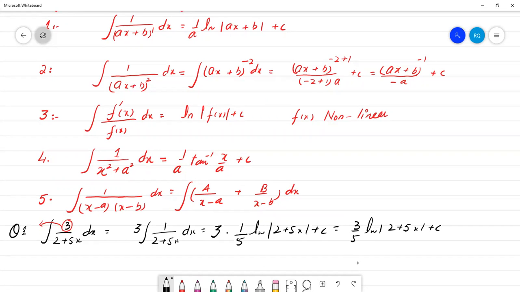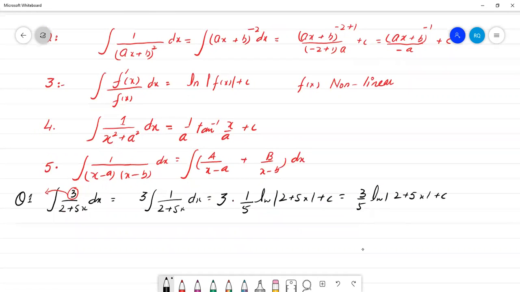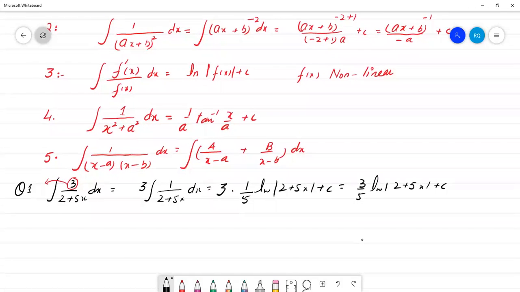If the same question is given, but the power is not 1, then I will apply the second rule. Question number 2, I will apply the second rule. Integral of 3 over (2 plus 5x) raised to power, suppose that is 3. Then what will you do? The same process you have to apply. 3 becomes that before the sign of integration. So, 3 times (2 plus 5x) raised to power minus 3 dx.